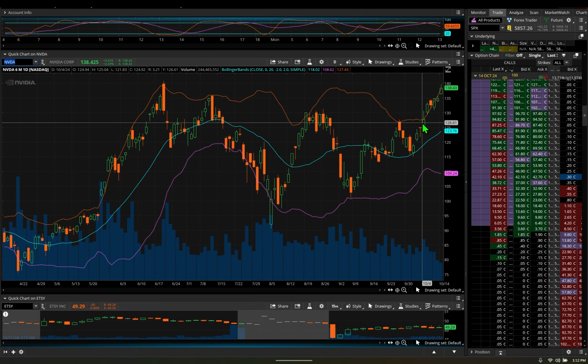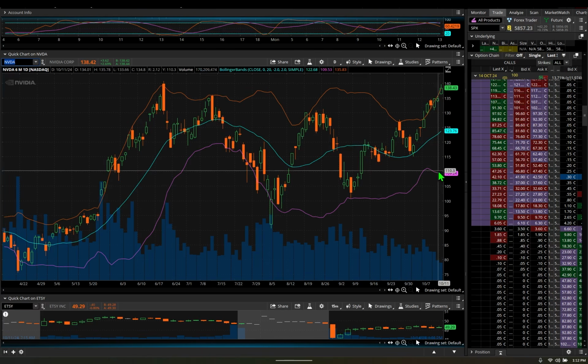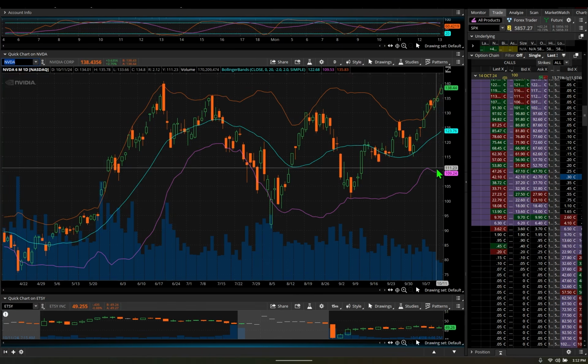But in this instance, the parts of the Bollinger Band that I would want to pay attention to are this 123 midline and this 109 bottom line, because those are the prices that I'll be looking to sell puts under. So let's head over to the options chain to see if there is a trade that we would like to place.